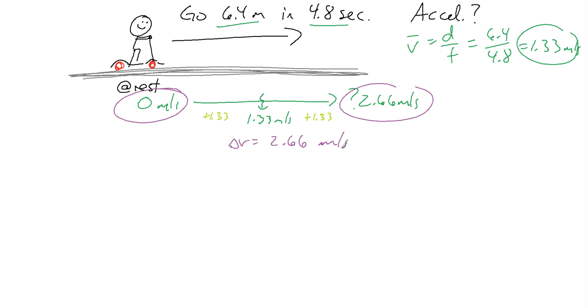Now, the change in v isn't always going to be double the average v. That only happens if one of the v's happens to be equal to 0. But we're just starting out here. So the change in v is 2.66. Now that I have that, I can find my acceleration. The change in v is 2.66. My change in time has not changed. That's still 4.8. So if we divide the 2.66 by 4.8, we get an acceleration of about 0.55 meters per second squared.